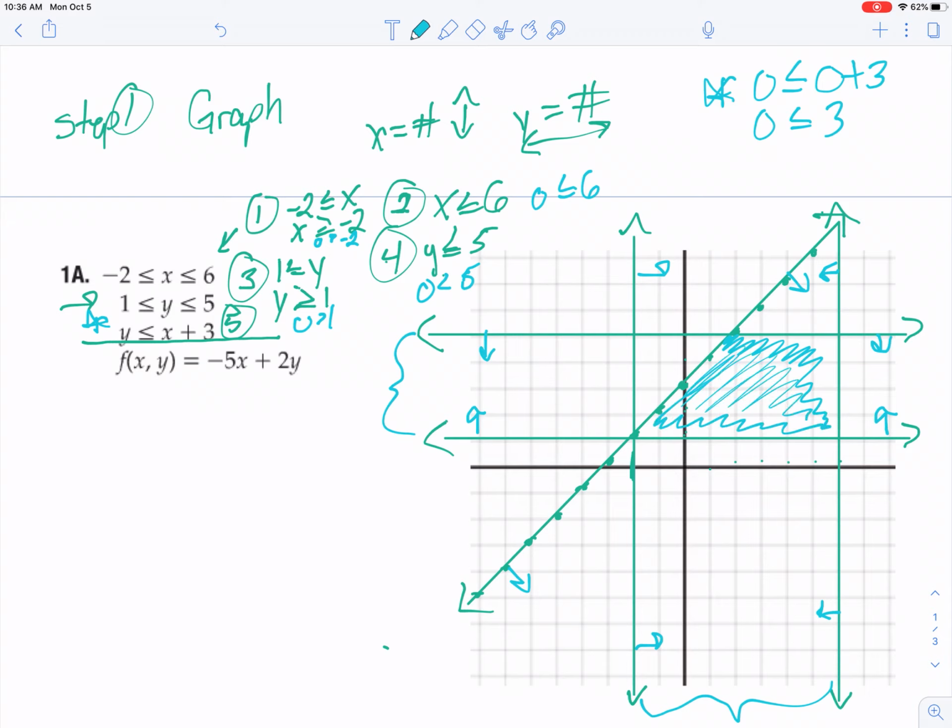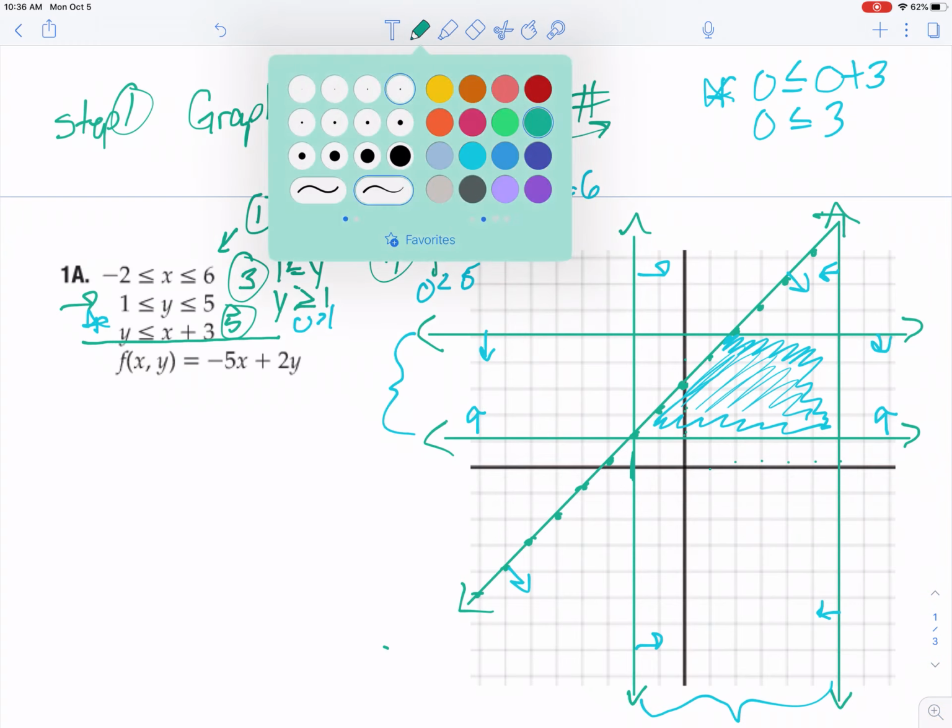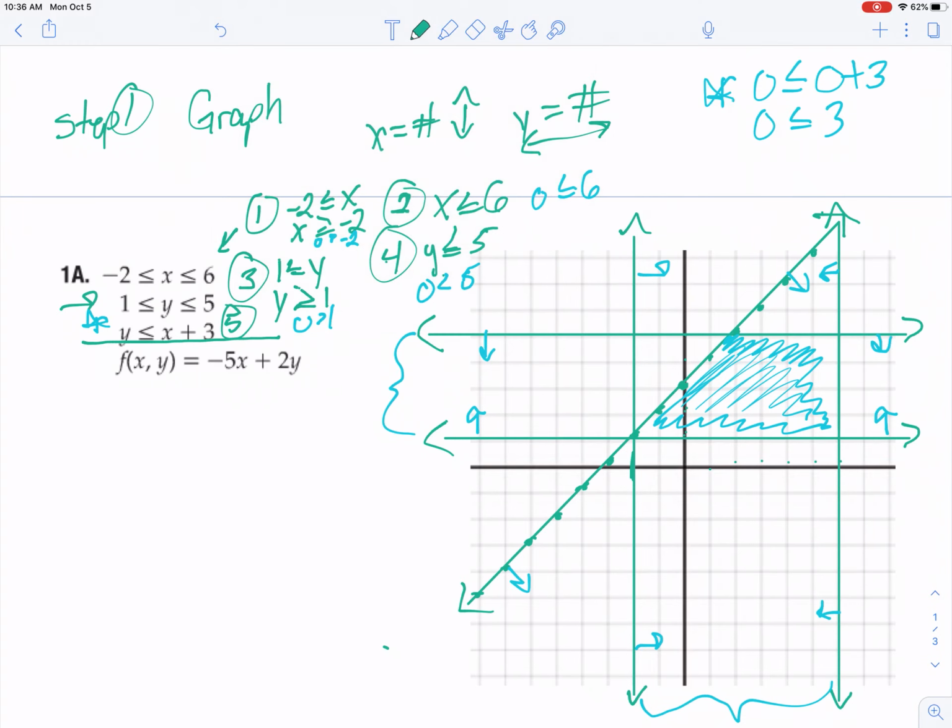And here we go. Believe it or not, that was step 1. Kind of a long one, wasn't it? All right, so now we get to do step 2.